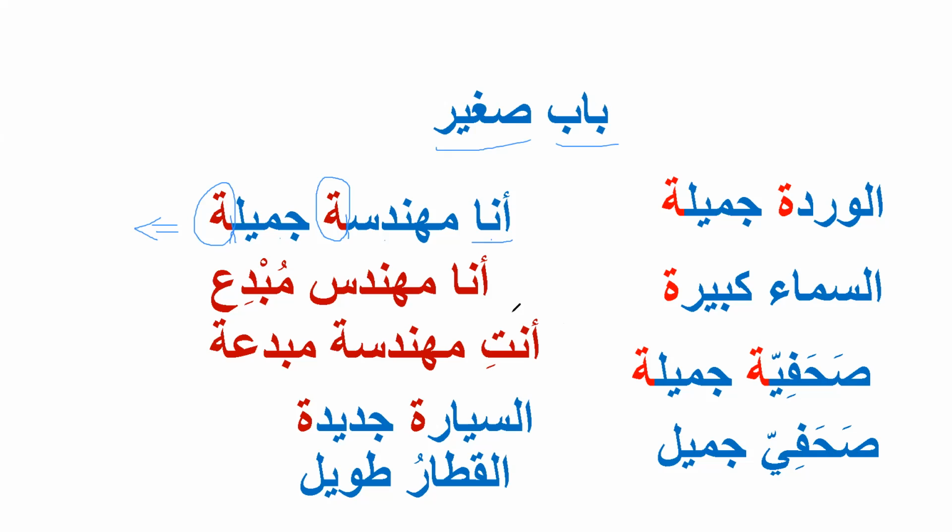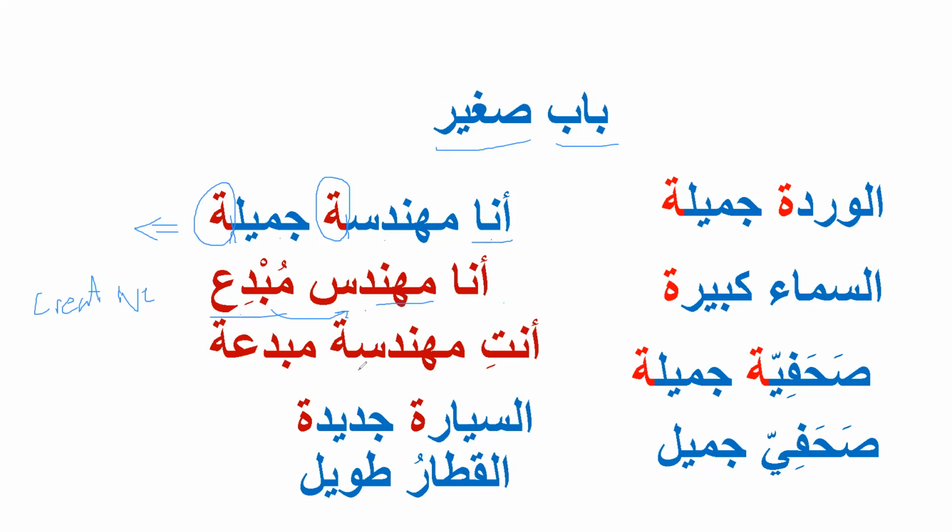Like here, أنا مهندس مبدع. The word مبدع means creative. And in Arabic, don't forget that we put the adjective after the noun all the time. So this is the noun and this is the adjective. We never put the adjective before the noun. So here the speaker is male. He's saying that I am a creative engineer.